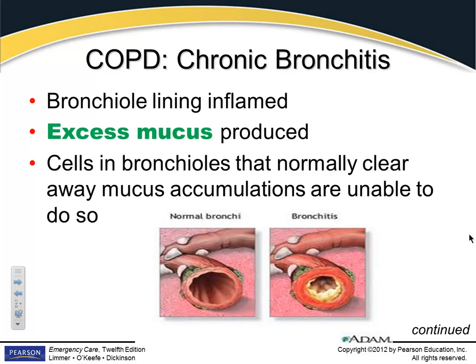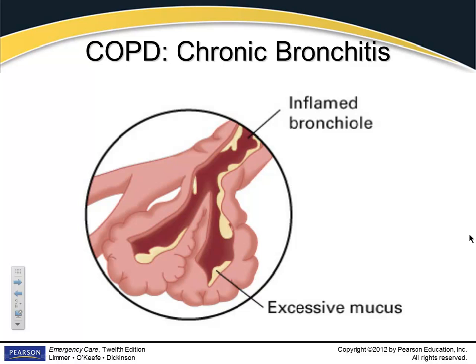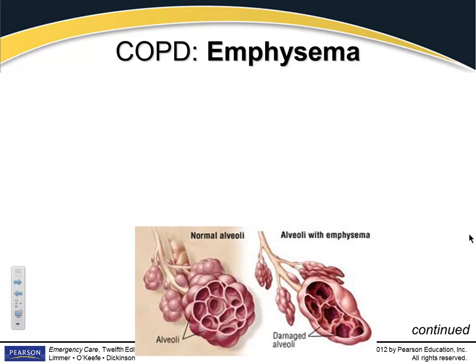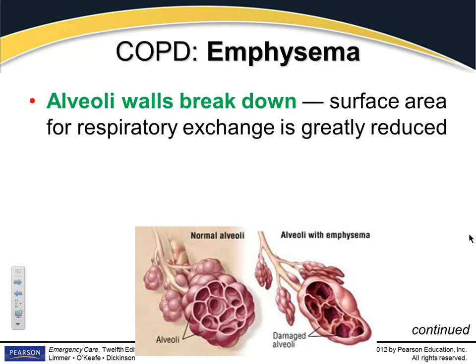We see an excess mucus buildup also with our asthmatic patients. It's not just with bronchitis. Just another picture, you can see all this buildup in the bronchioles and the alveoli. So it interferes with gas exchange. With emphysema, this is a completely different disease, but the signs and symptoms are very similar. As I mentioned before, how we get there is a little bit different.